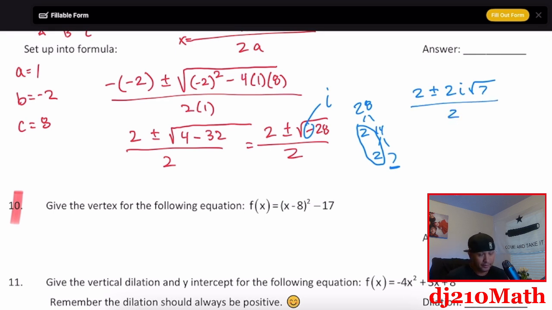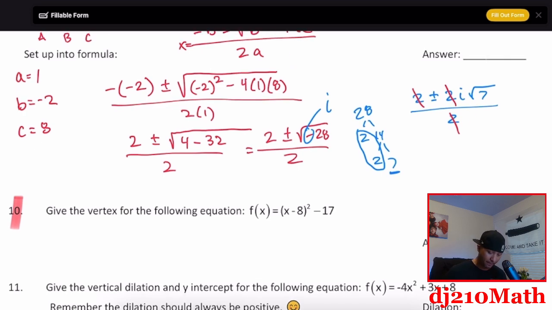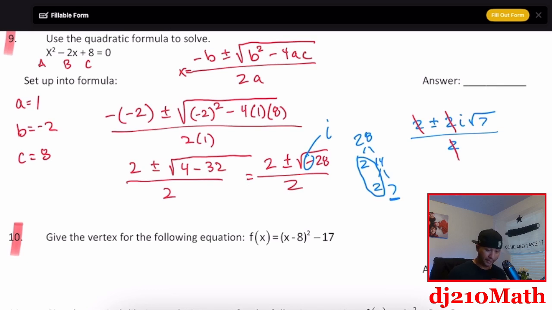Okay, another missed concept is when you come to reducing, right? The only way to reduce this is if all 3 terms have the same common factor. In fact, they're all 2. So the 2's here can cancel. You've got to cancel all 3. You can't just cancel out 2 of the 3. So whenever you cancel something out, it leaves behind a 1. So our final answer is 1 plus or minus i root 7.